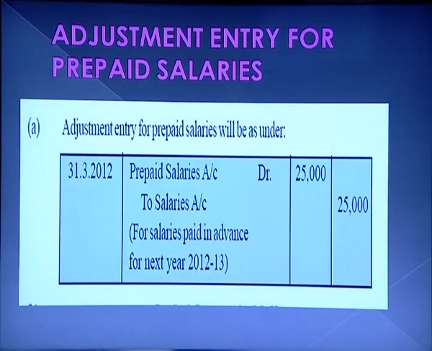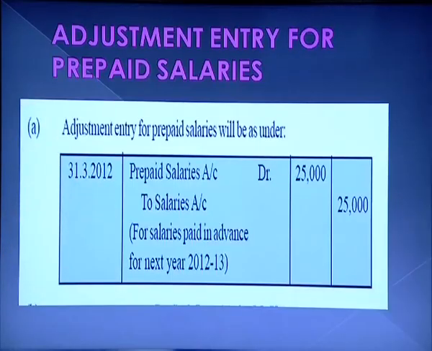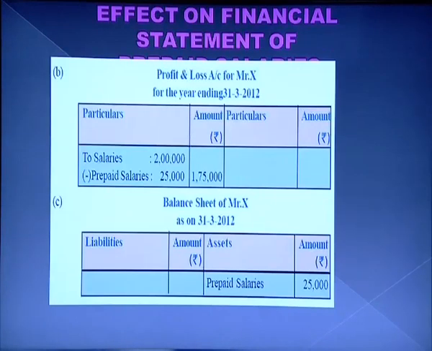First we will tell you about the adjustment entry for prepaid expenses. The entry will be prepaid salaries account debit to salaries account. Why this entry has been made? Because salaries should be deducted, because this is not related to this year, and prepaid salaries account debit, that means an asset is created.